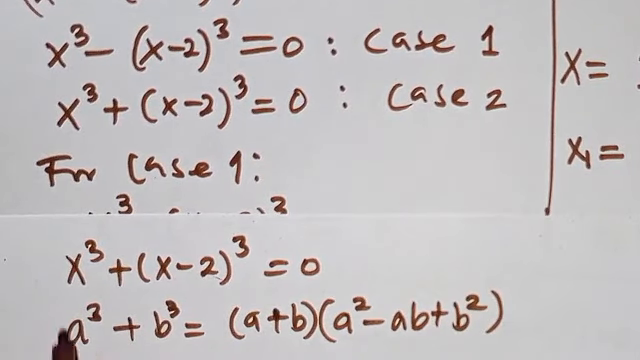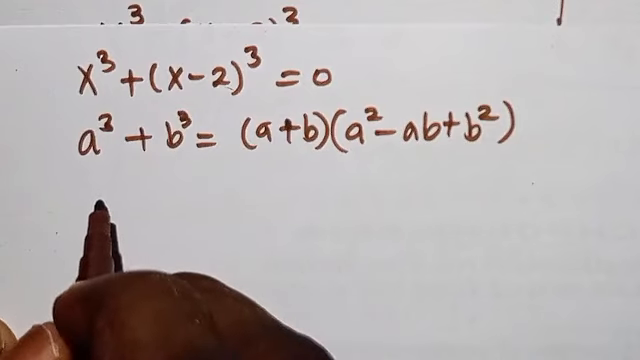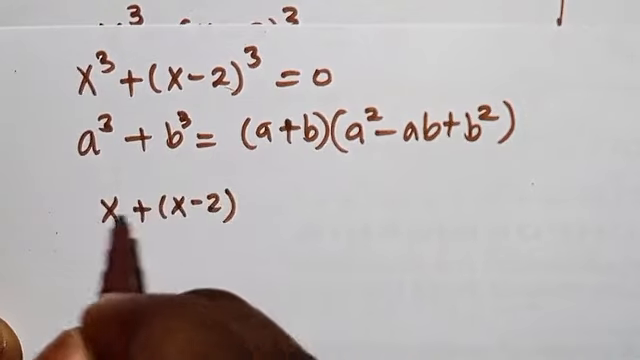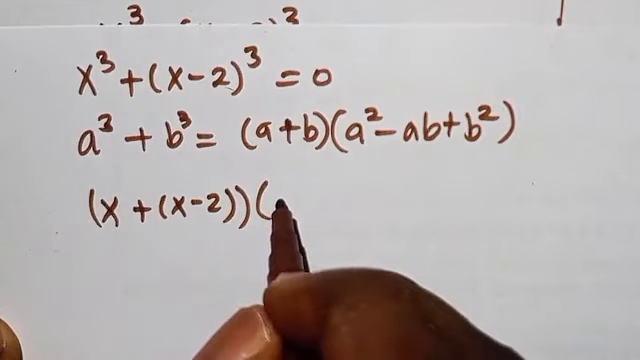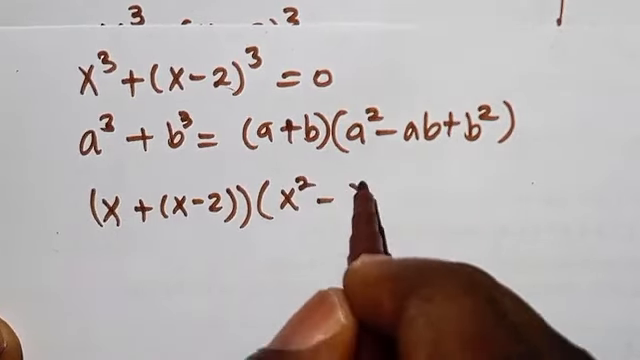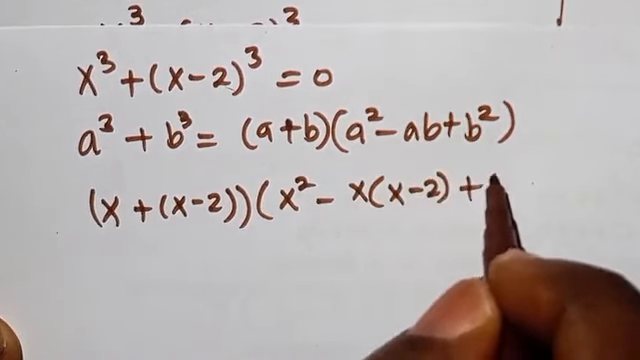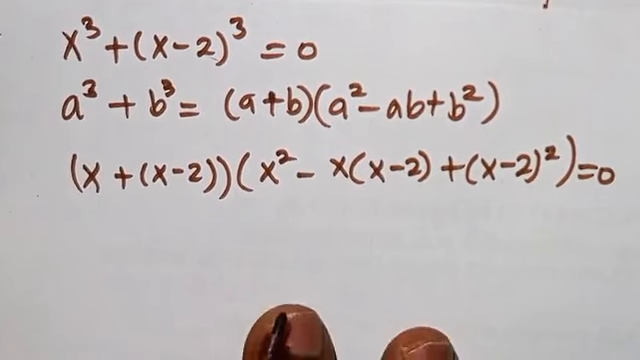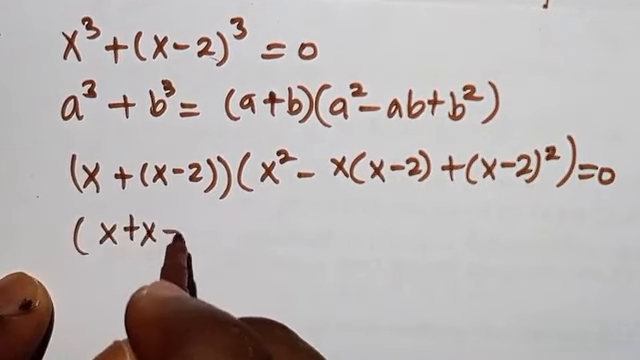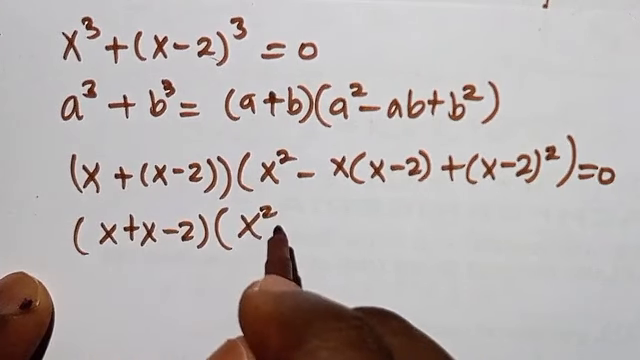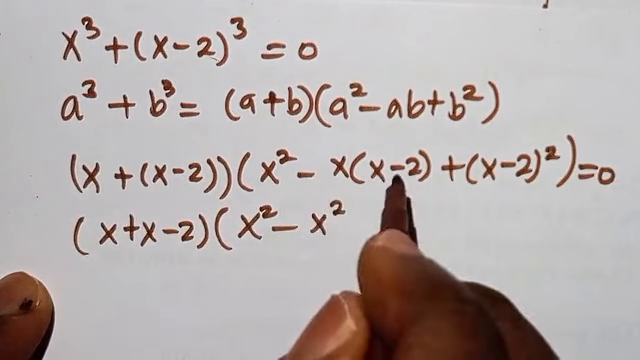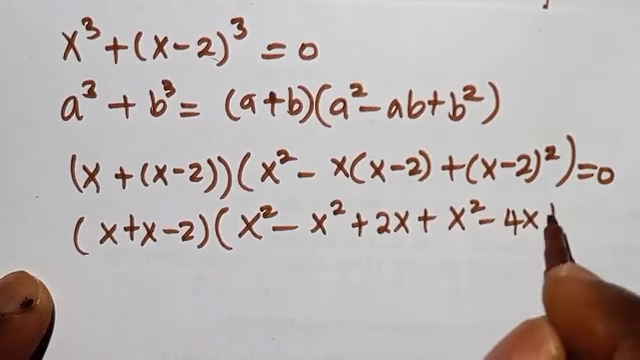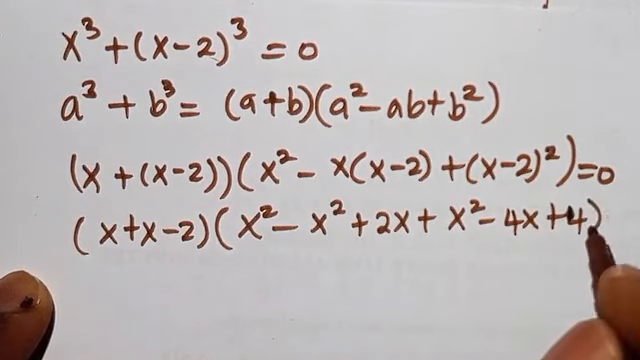So now from here, we're going to rewrite this as we did in the first one. So a will be x. We have x plus (x minus 2), then x squared minus x times (x minus 2), plus (x minus 2) all squared, then equals 0. So now let's simplify this. X plus x minus 2, then we have x squared minus x squared plus 2x, then x squared minus 4x plus 4, equals 0.